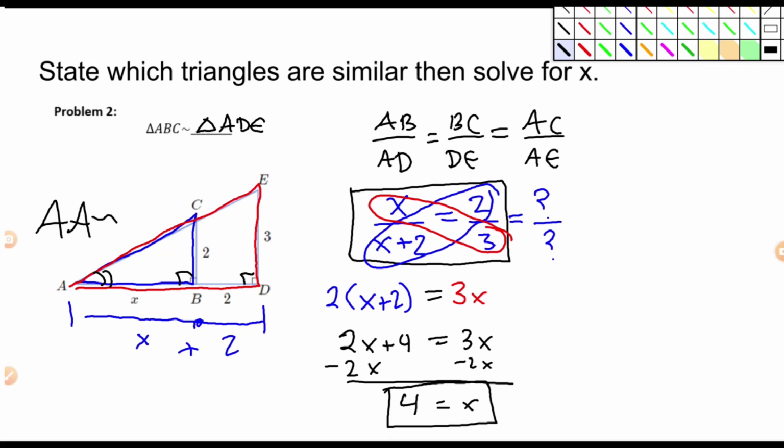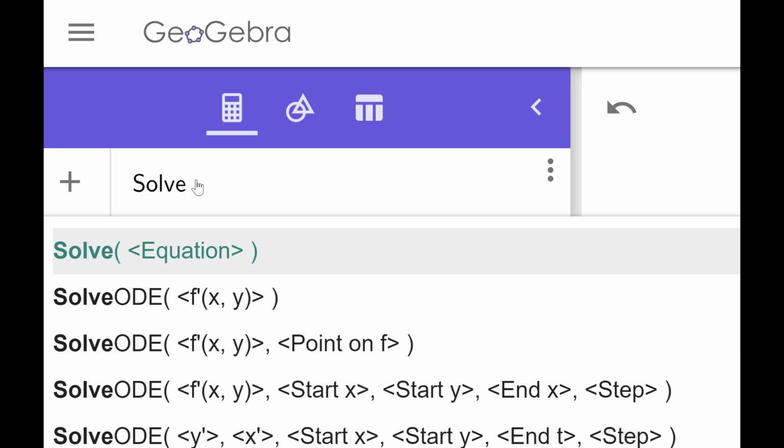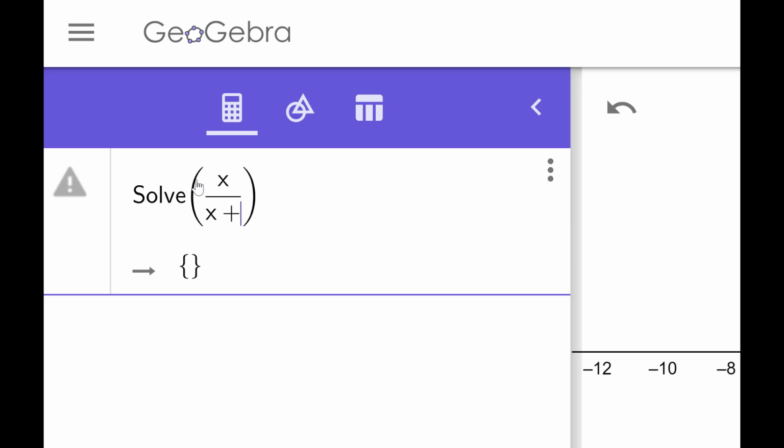A little bit of algebra that we have to do here, and we'll show you how to solve it on GeoGebra too. Remember, you could just take this equation once you have it and use GeoGebra if you like and solve this equation very fast. All right, let's solve that equation. Solve x divided by x plus 2 is equal to 2 divided by 3. Done. Game over.